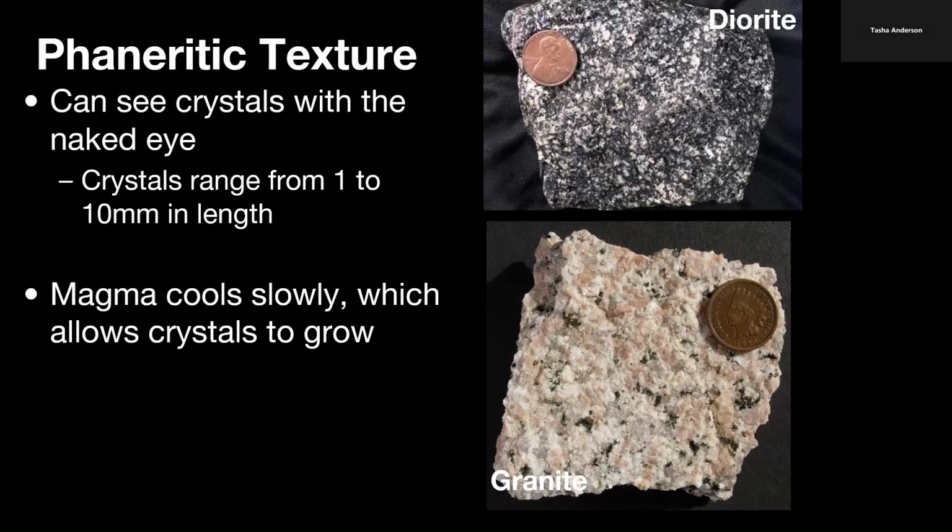Phaneritic texture refers to intrusive, coarse-grained igneous rocks that form when magma cools slowly underground. This slow cooling allows large crystals to grow, making them easily visible to the naked eye. Common examples include granite and gabbro.